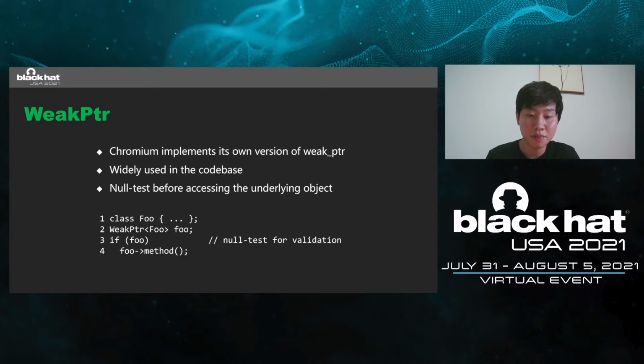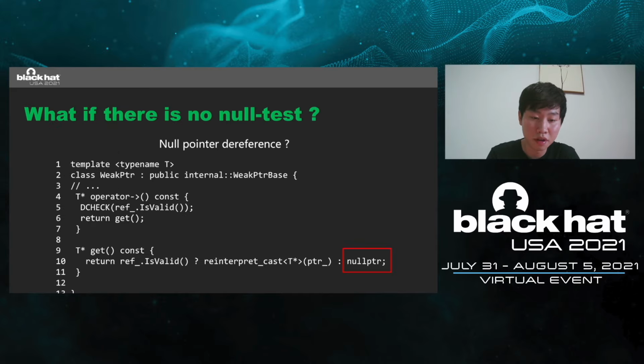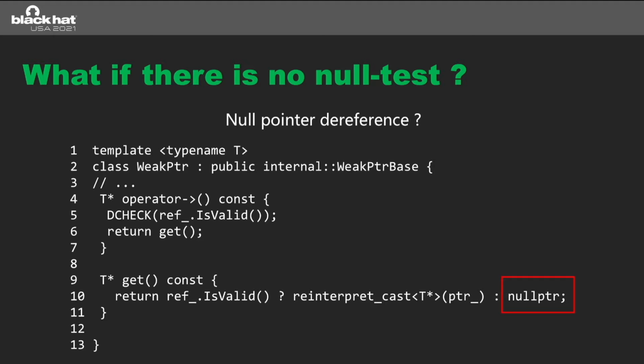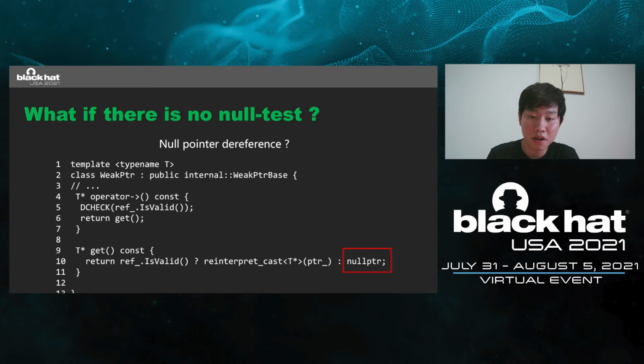Here is a simple example. Validate the pointer first before calling a method on it. So what if we do not follow the rule and invoke the method directly without any null test after the object was deleted? The implementation of WeakPtr may answer this question.